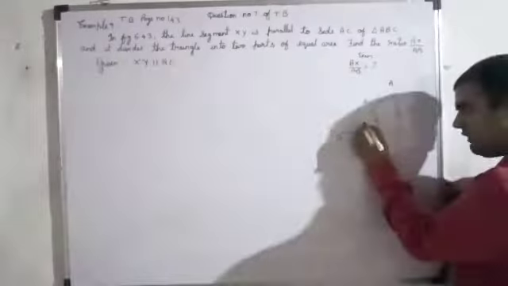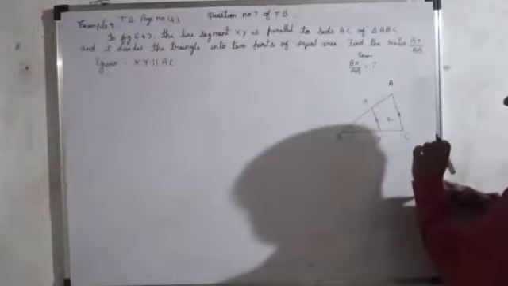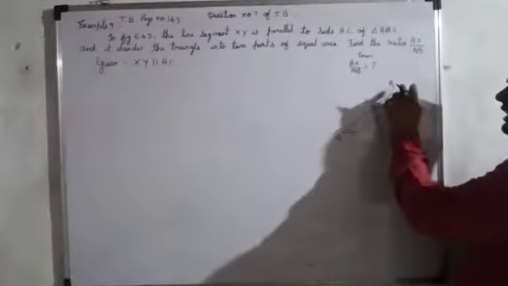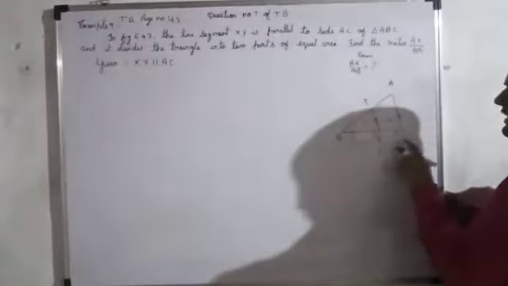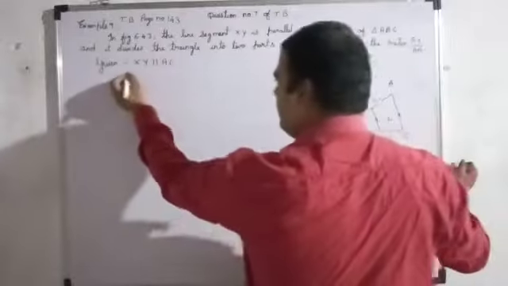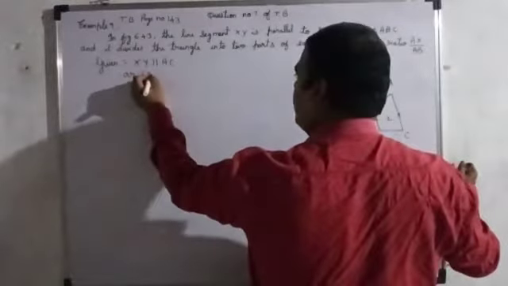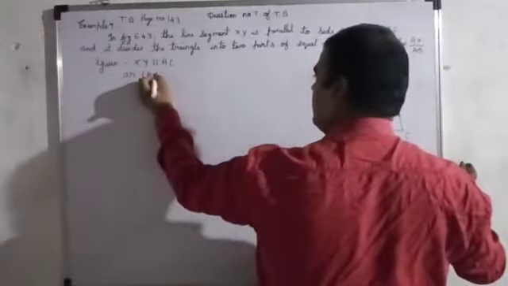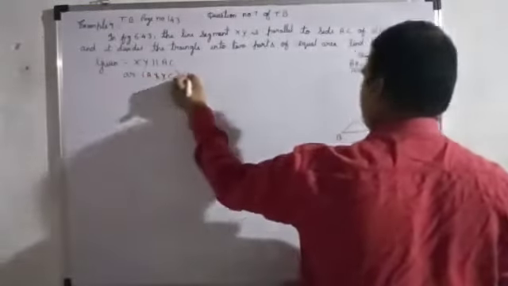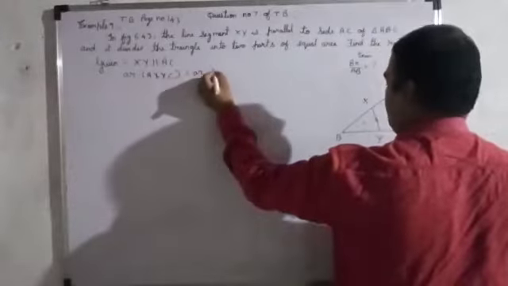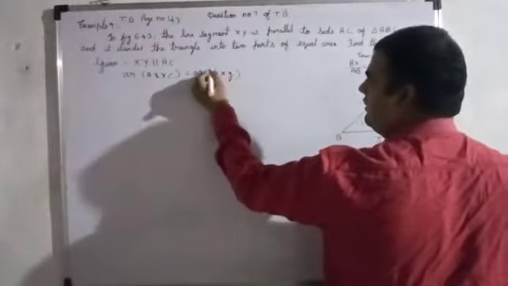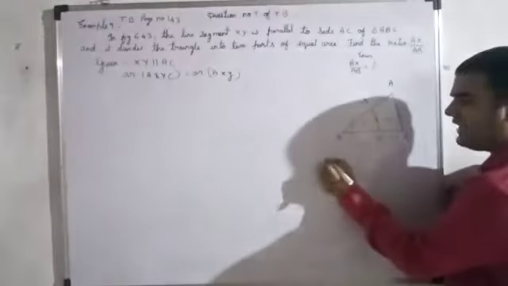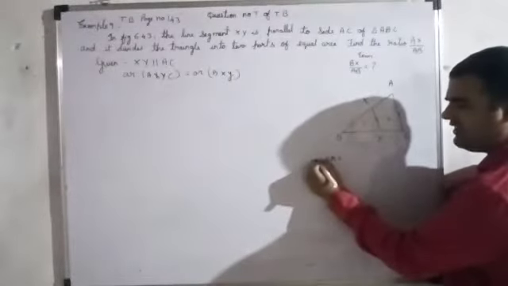It means this area 1 equals area 2. What is area 1? BXY. And area 2 is AXYC. So this is also given: area of AXYC equals area of BXY.